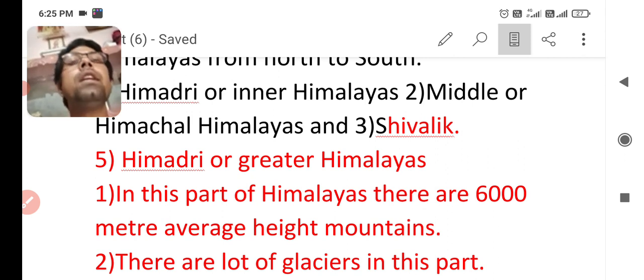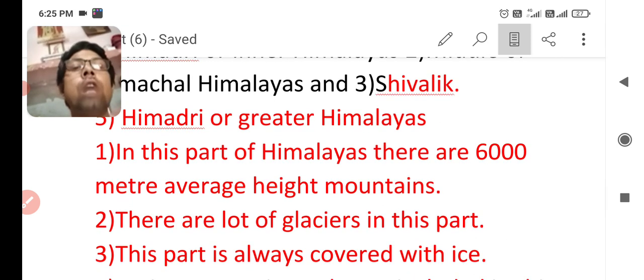First point will be Himadri or Greater Himalayas or Inner Himalayas. So what are the features or main characteristics of Himadri? In this part of Himalayas, there are 6,000 meters average height mountains. You can say that some mountains are of height of 7,000 meters plus, and there can be 5,000 meters plus. So you can have average of these mountains.